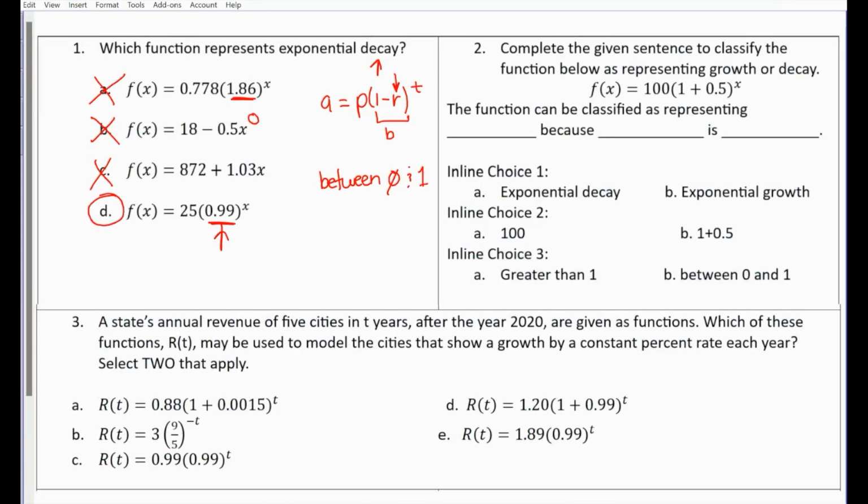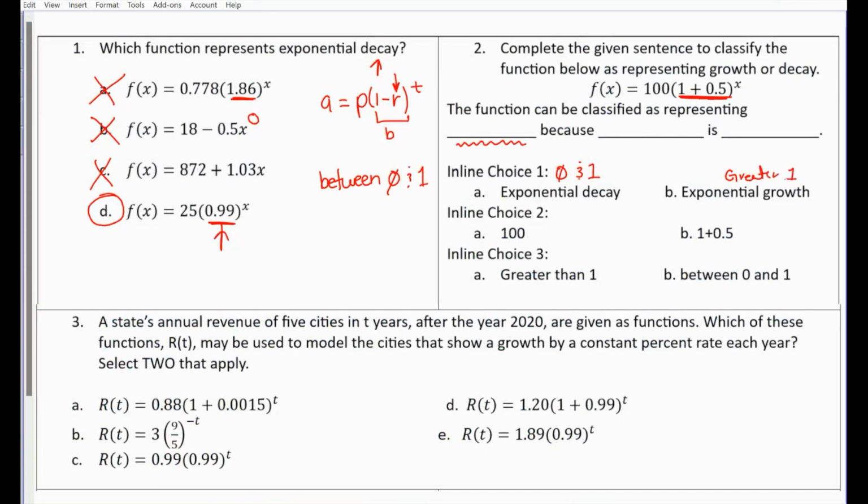2. Complete the given sentence to classify the function below as representing growth or decay. F of x equals 100 times 1 plus 0.5 to the x power. The function can be classified as representing blank. So let's start with the first blank. It says exponential growth or decay. Well, remember decay is if our rate or our common ratio is between 0 and 1. If it is growth, it is greater than 1.